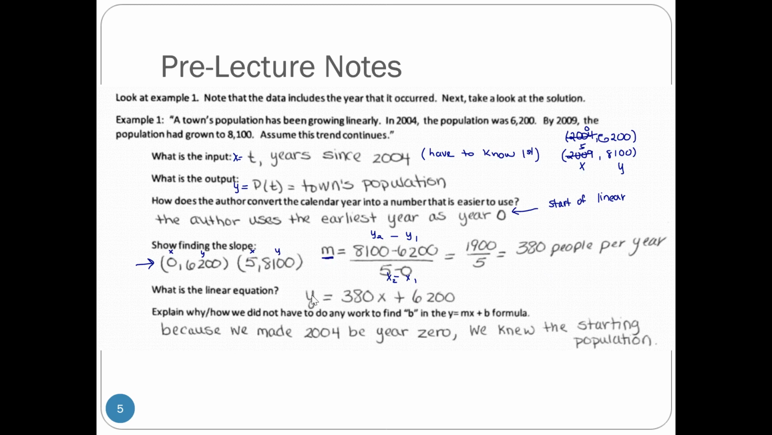And so in my y equals mx plus b, you see that I put that in for the m. Now, because we used the convention that 2004 was year 0, that made this 6,200 the starting population. And so I don't have to do extra algebra to figure out B. I actually know that B is 6,200. And so that's what we tried to put in words right here. Because of making 2004 year 0, the starting population is known.